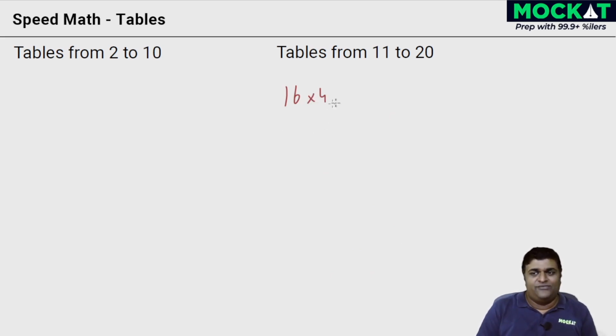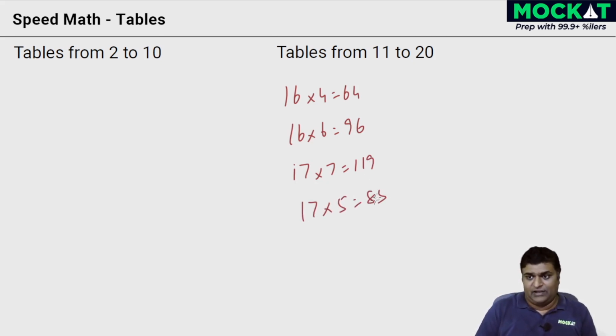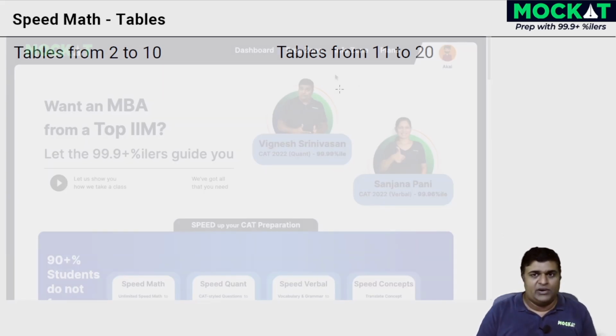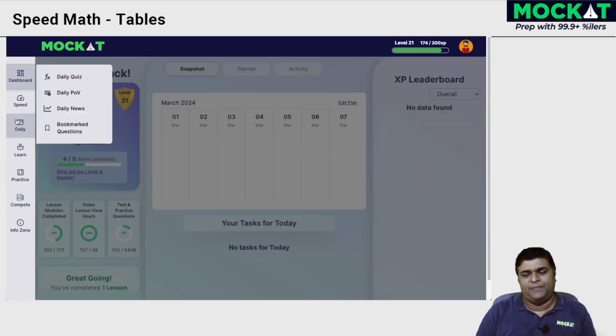Just to name a few, 16 fours are 64, which is quite often asked. 16 sixes are 96, also an important one, right? 16 sevens are 112, 17 sevens are 119, 17 fives are 85, 17 into 6 is 102, and so on.